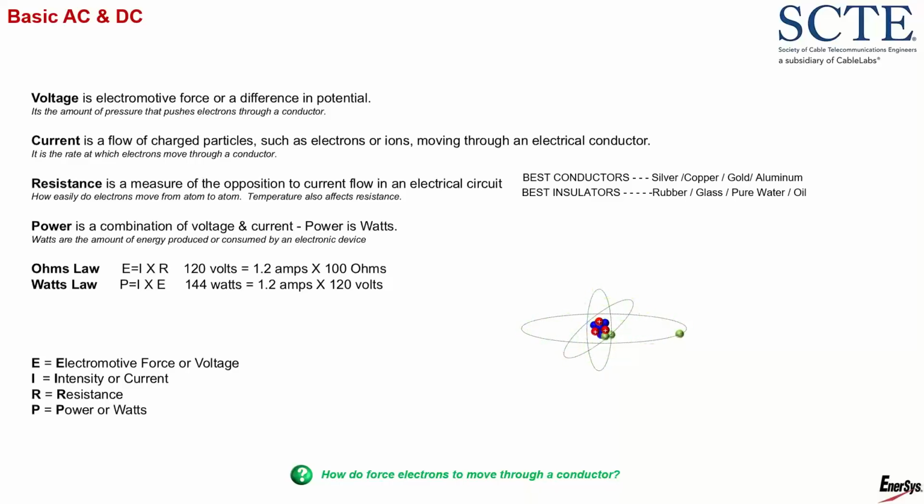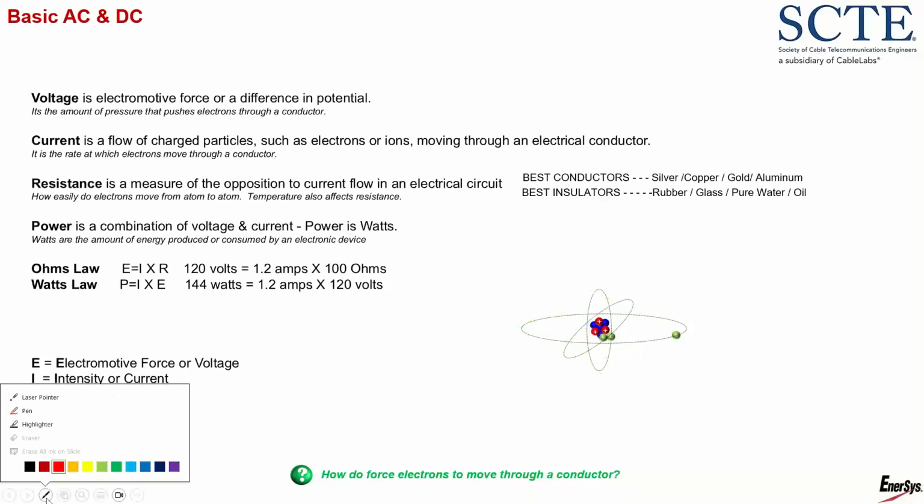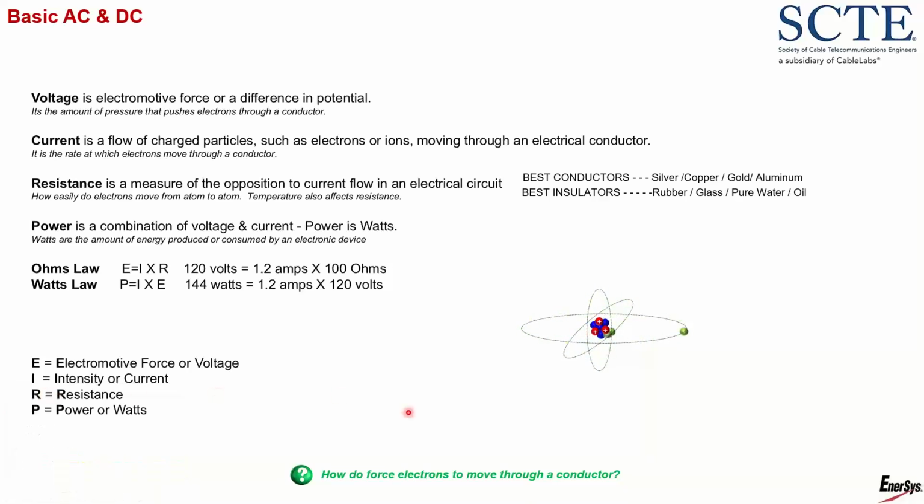So voltage is pressure. Current is the flow of electrons. So I'm going to get my laser pointer here. The electrons are the little guys that are flying around my atom over here, kind of to the right center of the screen. So in the center, I have protons and neutrons. That's my nucleus. And then around my nucleus, I have electrons flying. So this is my representation of an atom. And of course, everything is made of atoms, right?